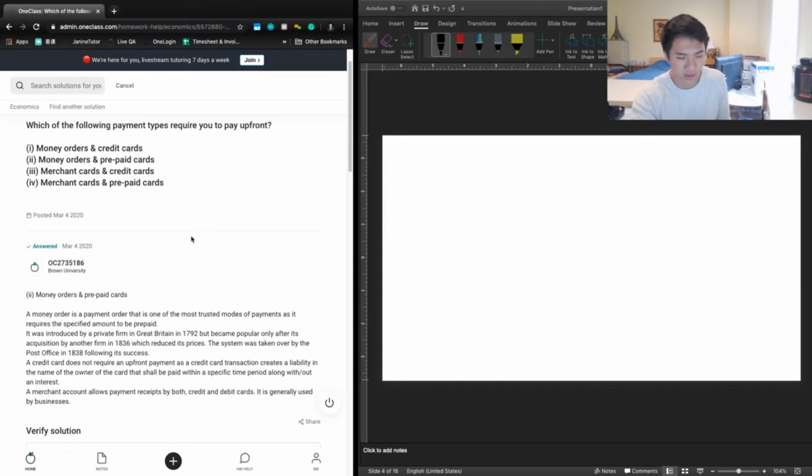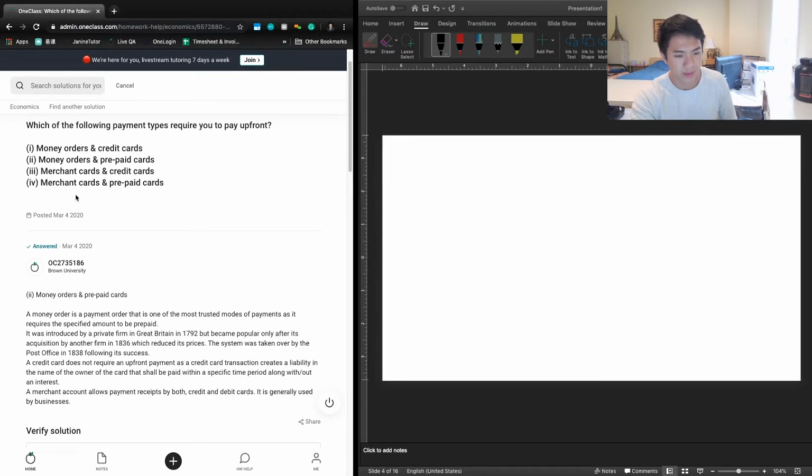So this is just a definition question. Anything with credit cards, we know that we pay those at a later date. You're taking out a quote-unquote loan every time you purchase on a credit card, and so you pay that back at the end of the month. So A and C are eliminated, and then we go between money orders and merchant cards.